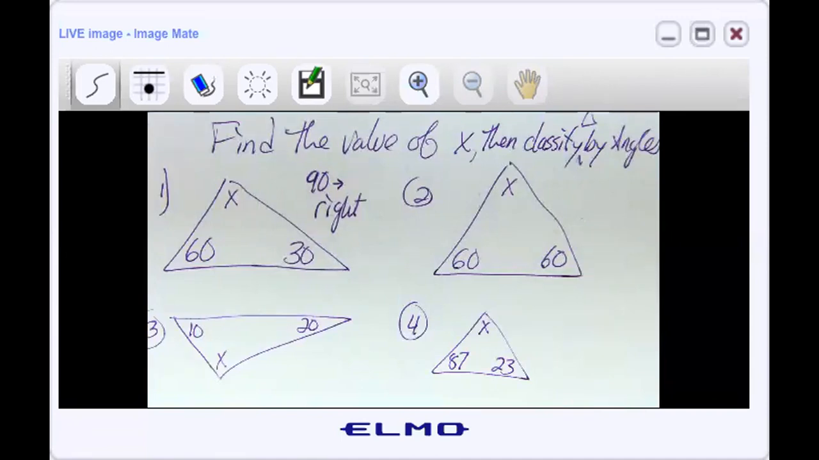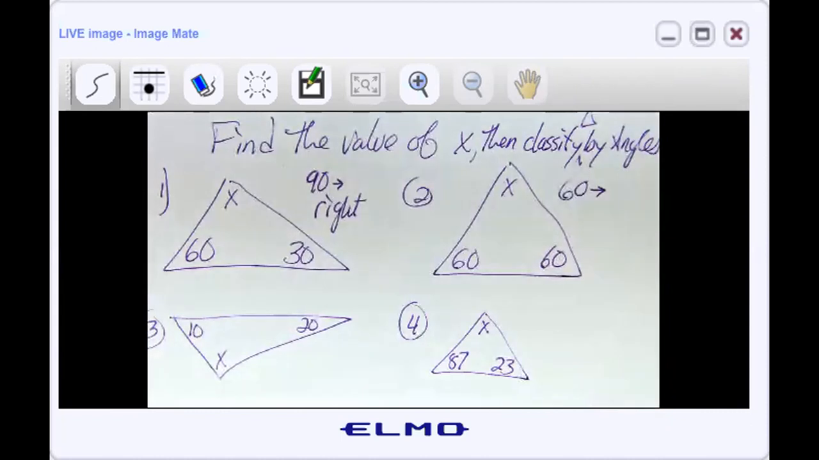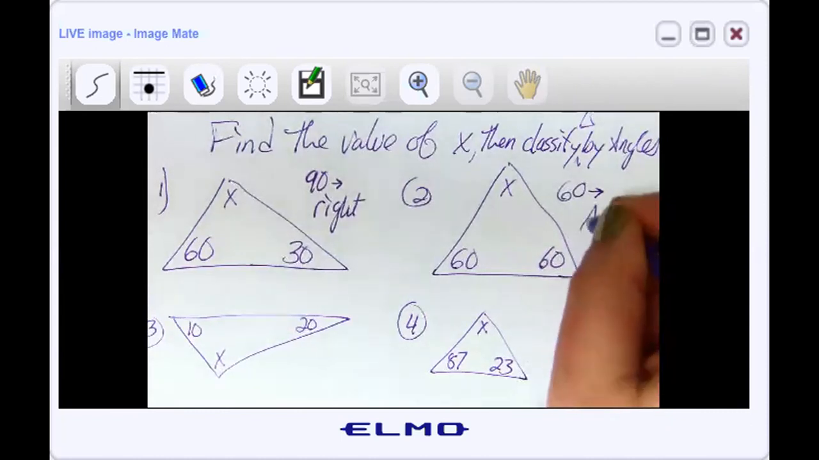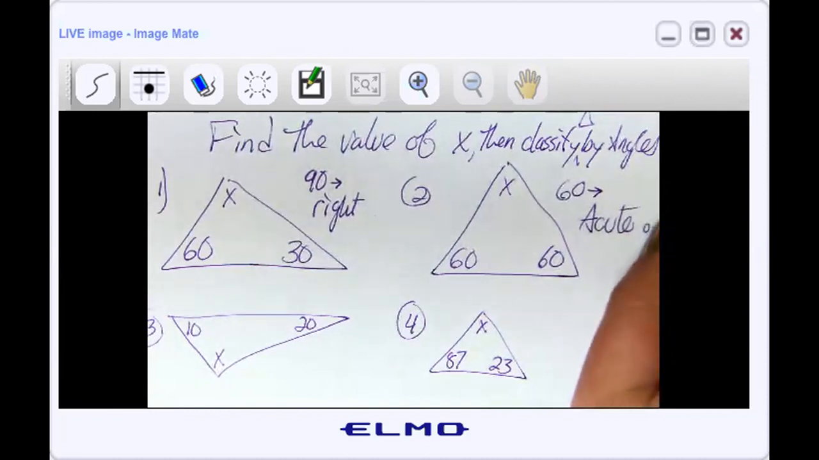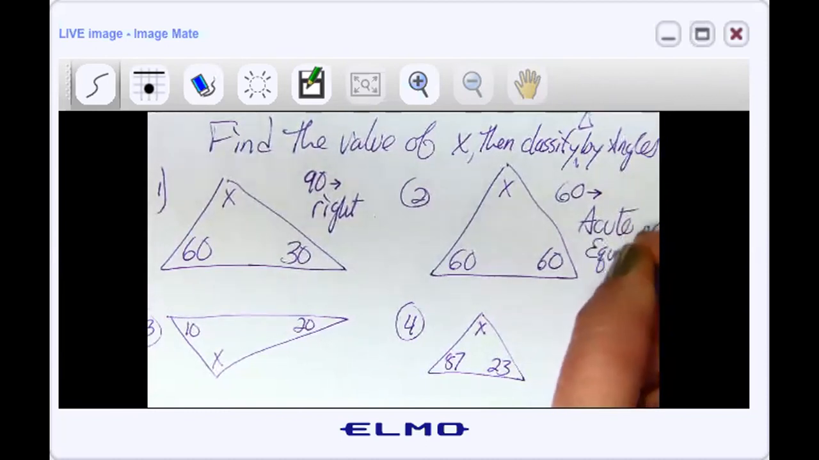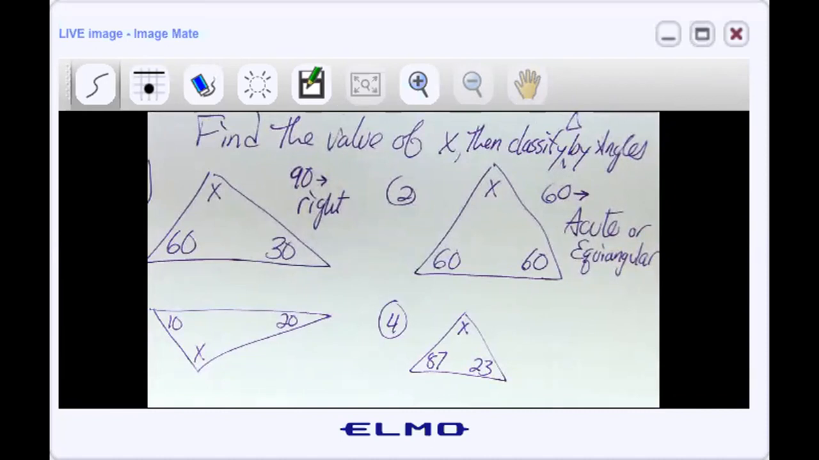Okay, number two, what is that one? Juliana, what is the value of X? 60. Yes, 60. So what kind of a triangle is this? Acute. Yes, you could say acute. If you said equiangular, I would take that as well. So acute or equiangular, because this is that weird case where they all happen to be the same. So I would take either of those words, acute or equiangular.